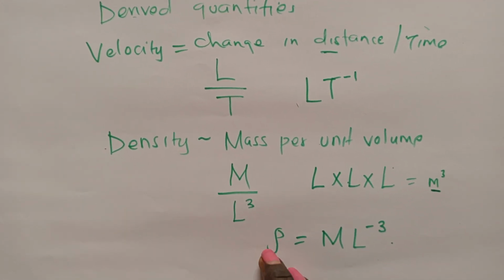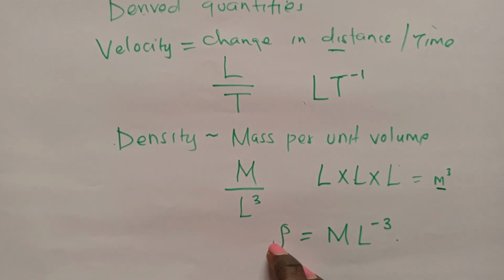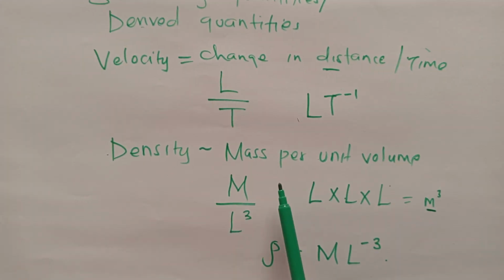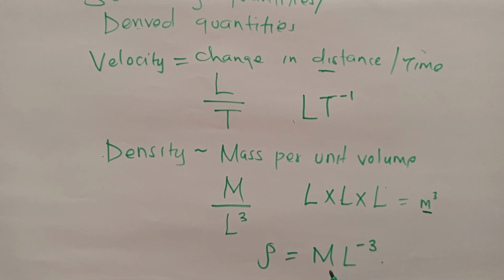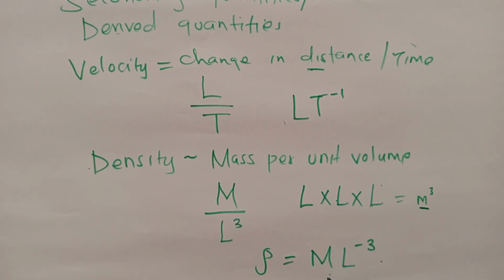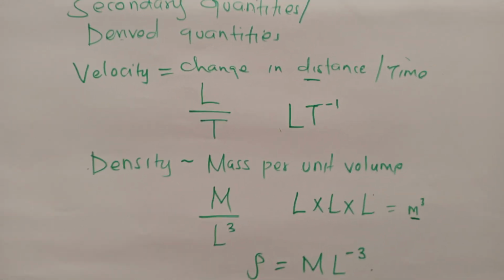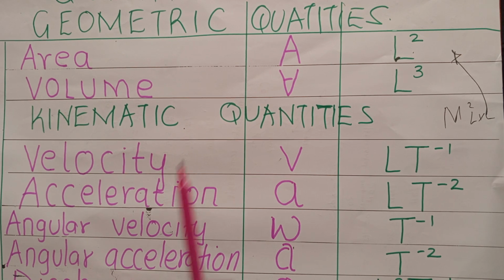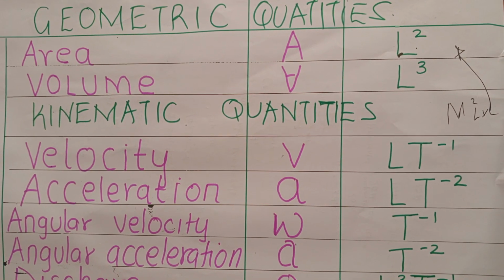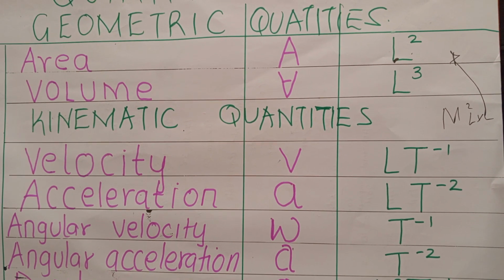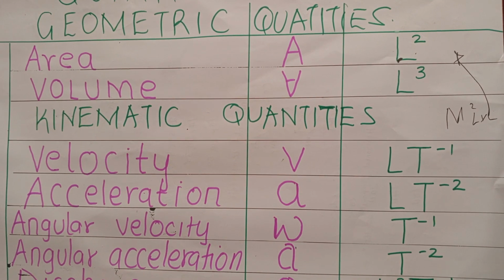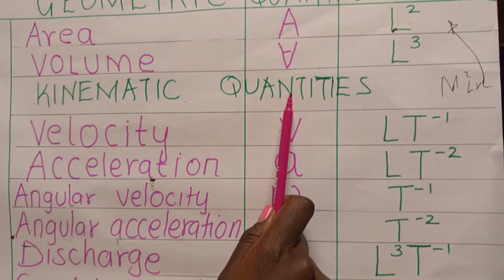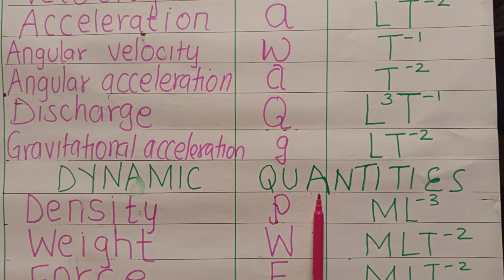So I'm going to attach to my video a table containing the secondary quantities, that is the quantity, the symbol, and the quantity written in form of M, L, and T. These are the secondary quantities or the derived quantities, and I've categorized them into three. We have the geometric quantity, the kinematic quantity, and the dynamic quantities.